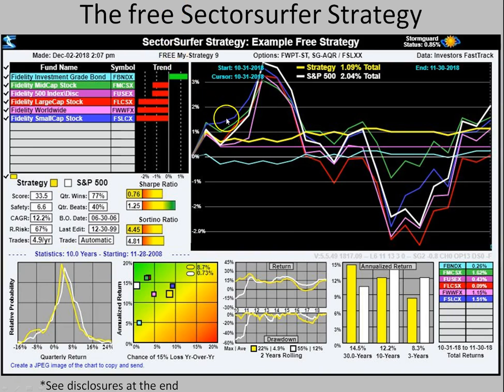And this month, we've been in bonds, so that's why the yellow line, which is us, has been relatively flat. You can see how with the particular range of stock funds, some do worse, some do better when the markets are choppy, in other words, going up and down violently. But overall, Sector Surfer Storm Guard detected relative dangers in the stock markets for now.